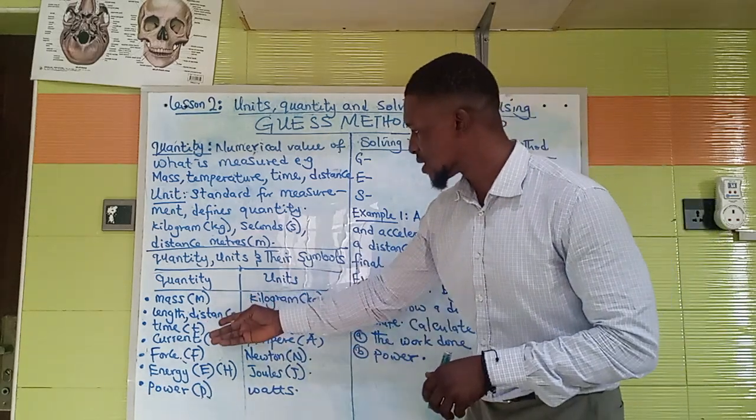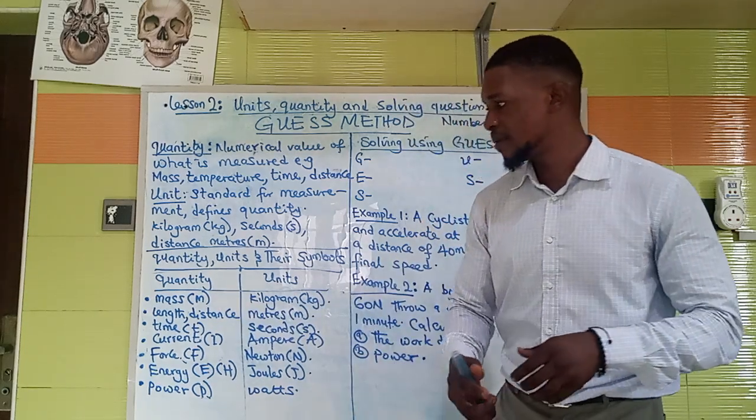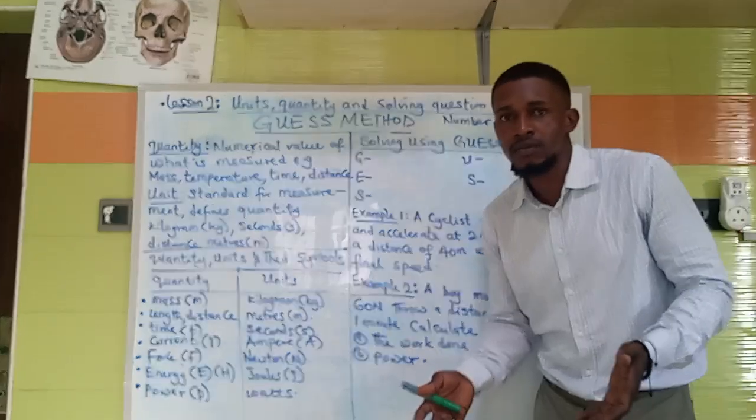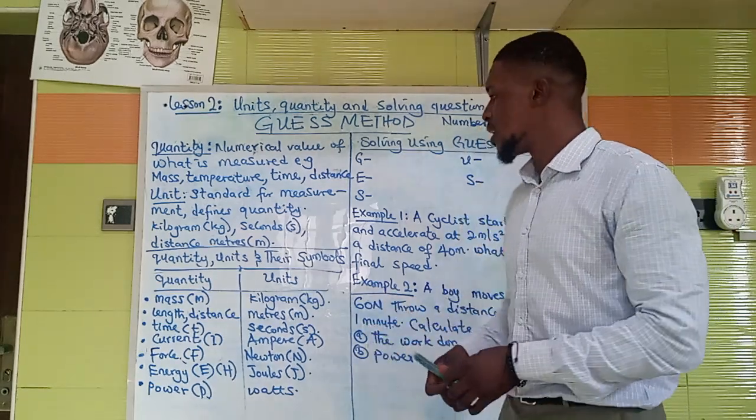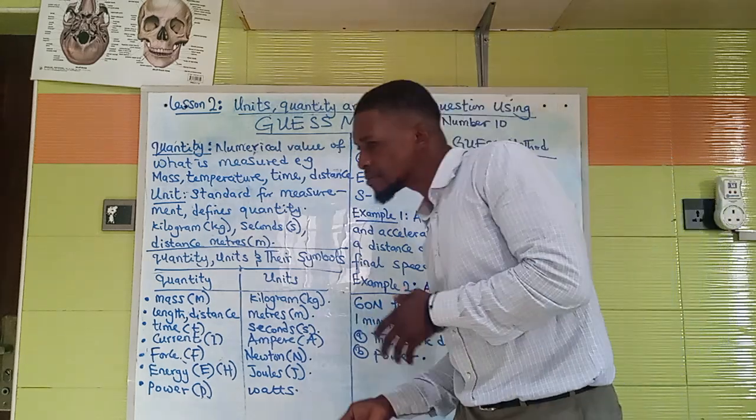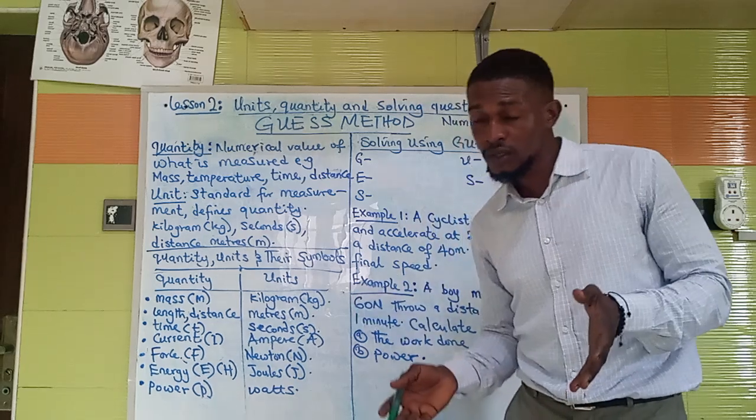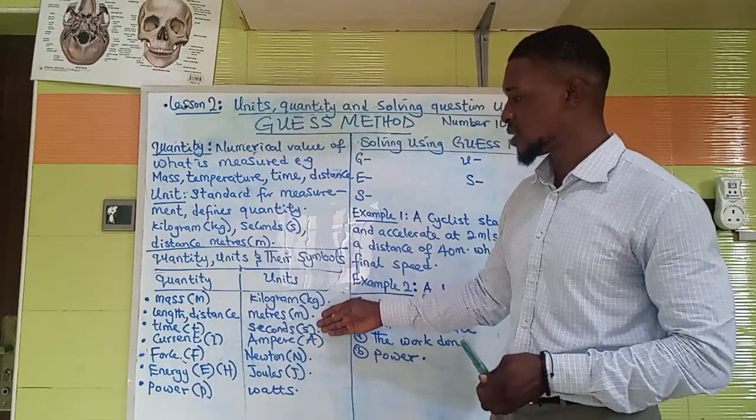We have length or distance. Sometimes length can use the symbol e, in the form of extension, like when you're doing Hooke's law. Sometimes the distance can be x, if you're doing motion. Now, the units are always measured in meters.